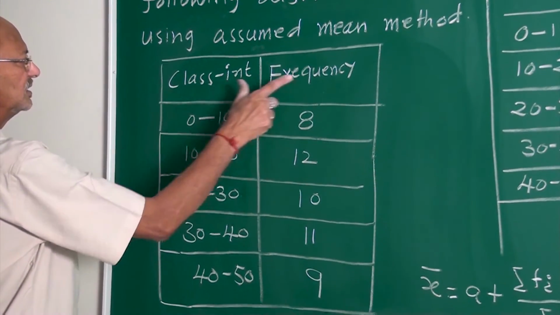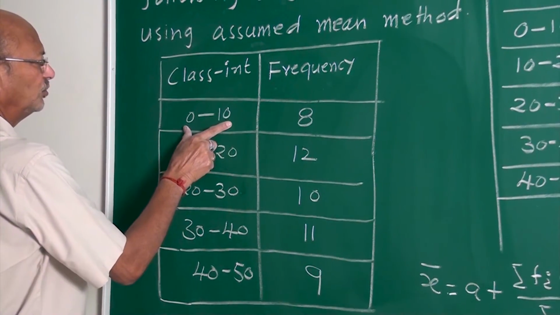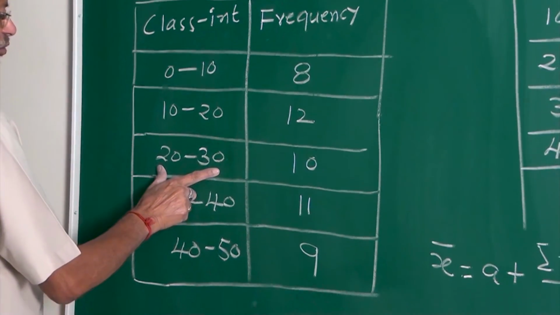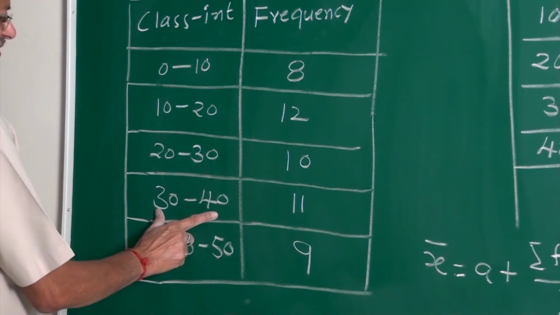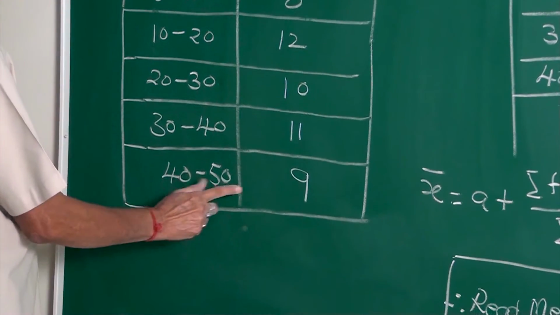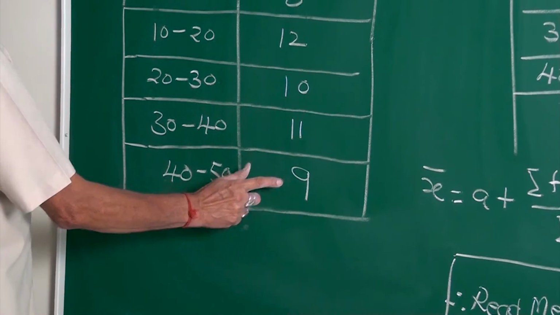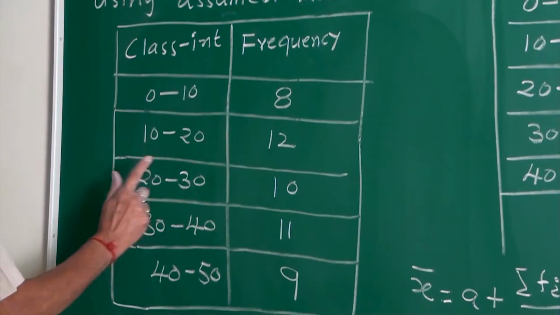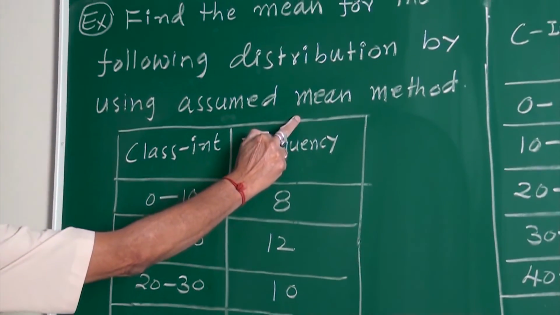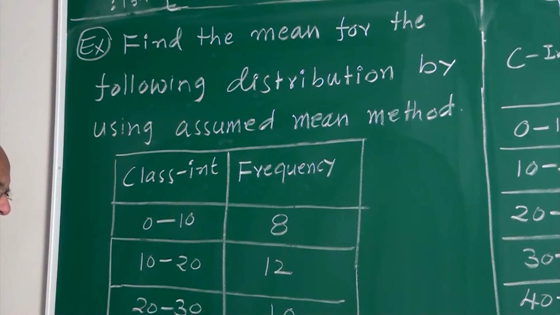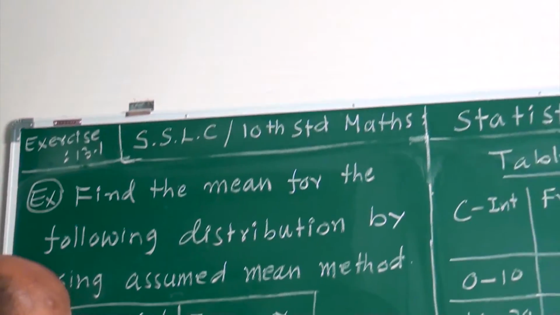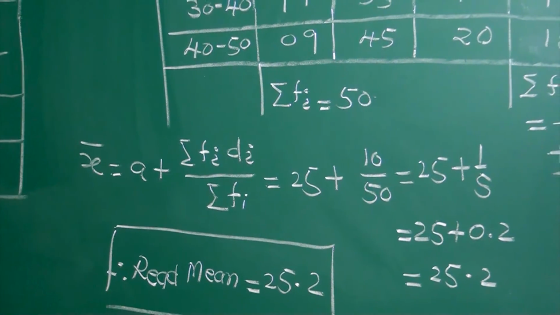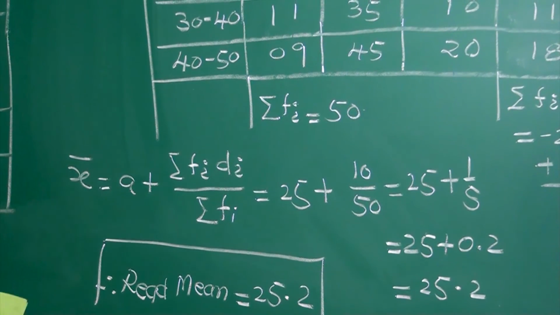Class interval, frequency: between 0 to 10, 8; between 10 to 20, 12; between 20 to 30, 10; between 30 to 40, 11; between 40 to 50, the frequency is 9. This is the given data. You want to find the mean of this distribution by using assumed mean method or shortcut method. Again, my friends, you know the formula here. You want this number A, and I will explain how to find A, the assumed mean.